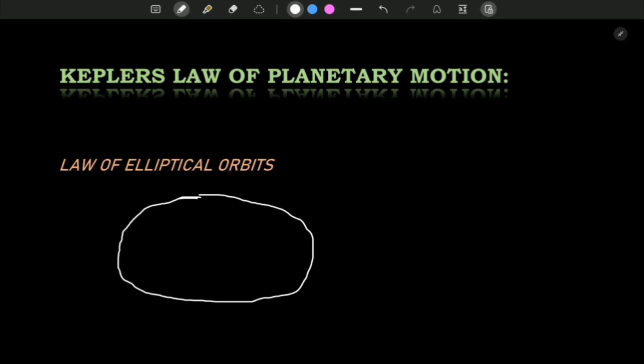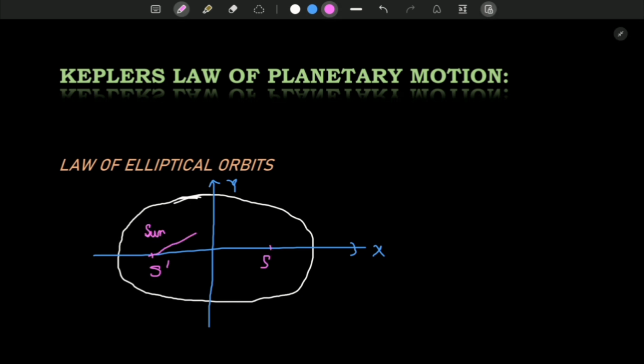Kepler, which is the scientist's name, discovered 3 empirical laws that accurately describe the motion of the planets. The 3 laws can be stated as: the first law is the law of elliptical orbits. Each planet moves in an elliptical orbit with the sun at one focus of the ellipse. We know that the body is acted on by an attractive force proportional to 1 by r square. So the only possible closed orbits will be a circle or an ellipse.